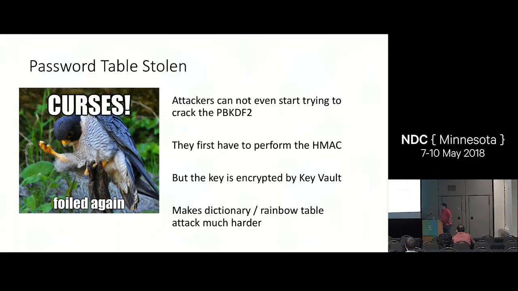So what does this mean? It means that if your password tables are stolen, and you've got people using tools like Hashcat to try and recover your passwords, even though you've slowed them down using a password-based key derivation function, before they can even attempt to attack that hash, they've got to get through the HMAC that you've done first. But the only way they can do that is if they know the key that you pass into the HMAC, but that key is protected using Key Vault. So it just gives you that little extra wrapper of protection around your passwords.